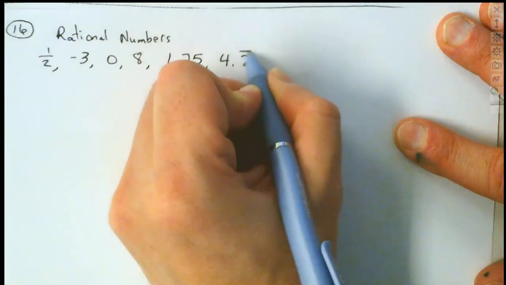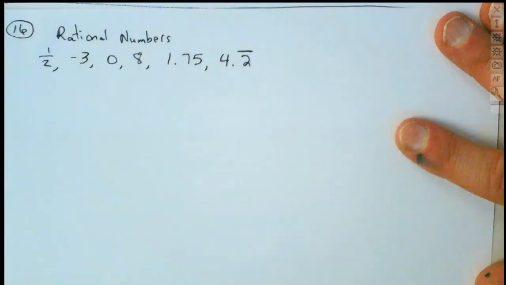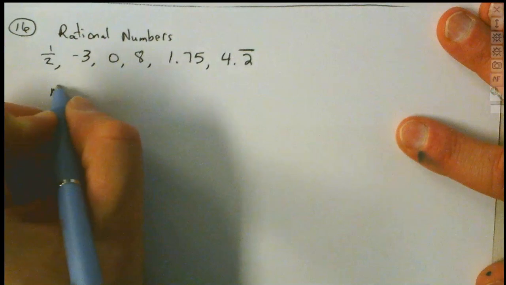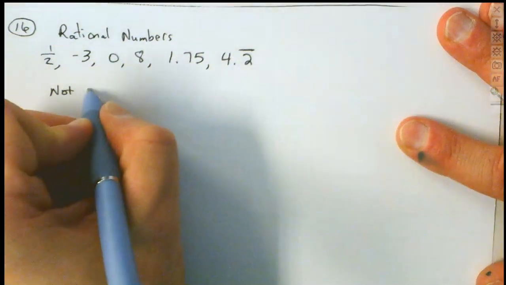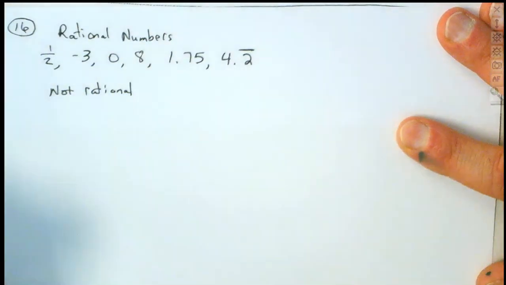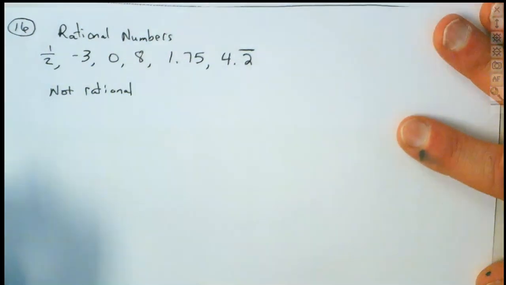4.2 with the bar over it. That means it repeats itself. Still a rational number. What's not rationals? What are irrational numbers? So these numbers are not rational. Okay, these are all rational. So what would something be that's not rational?